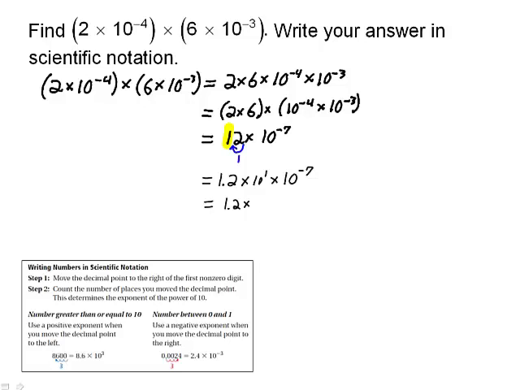1 plus negative 7 is negative 6. So 10 to the first times 10 to the negative seventh is 10 to the negative sixth. This number is now in scientific notation. So the quantity 2 times 10 to the negative fourth times the quantity 6 times 10 to the negative third is equal to 1 and 2/10 times 10 to the negative sixth.